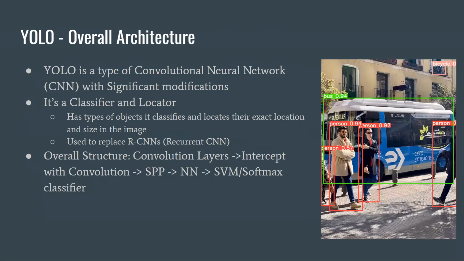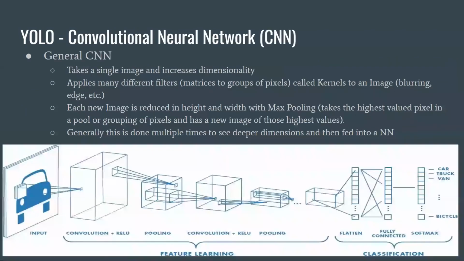All right, YOLO. So YOLO is a type of convolutional neural network. YOLO stands for You Only Look Once. The idea is that a still image goes through a convolutional neural network with some significant modifications we'll discuss in a second. It looks at all the objects in an image and not only tells what things are objects, what they are specifically, but also their location relative in the image.